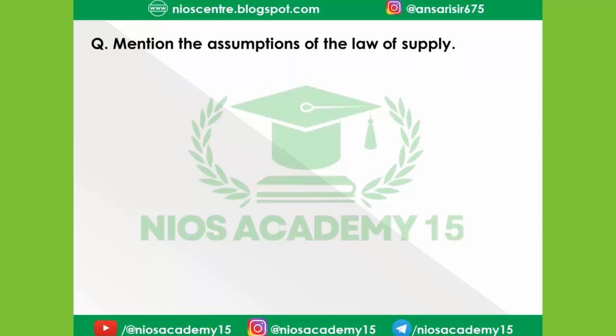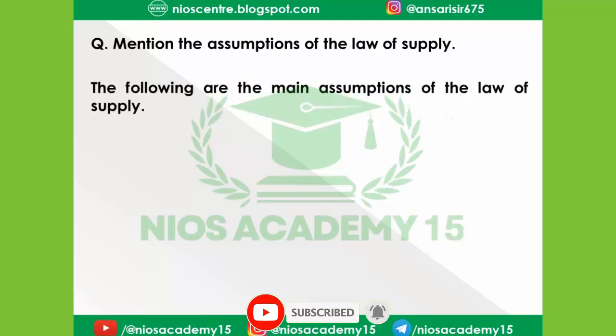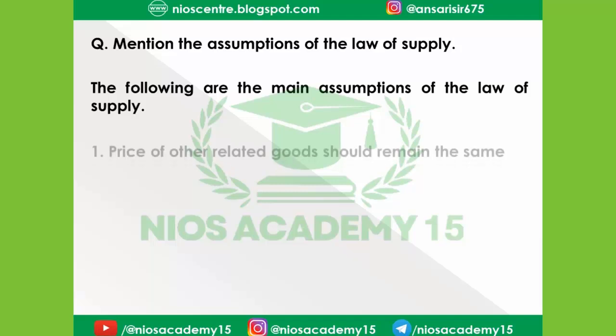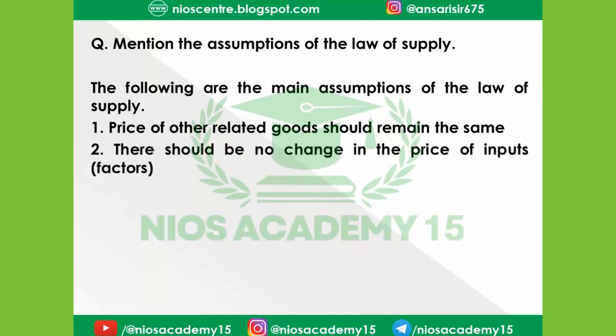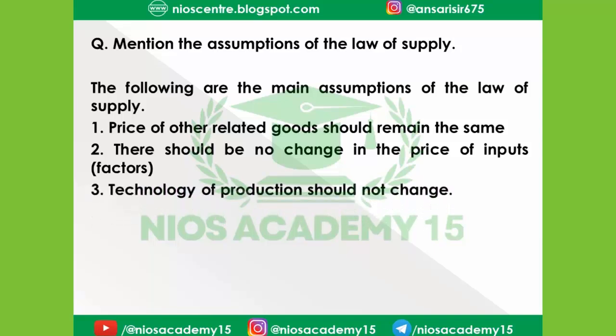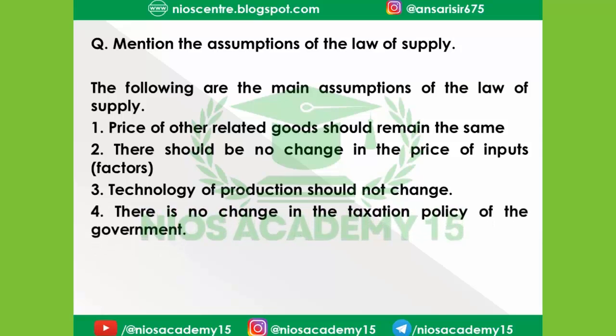Next important question is, mention the assumptions of the law of supply. And the answer is, the following are the main assumptions of the law of supply. First point, price of other related goods should remain the same. Next point, there should be no change in the price of inputs. Third point, technology of production should not change. Fourth point, there is no change in the taxation policy of the government. Fifth point, objective of the firm should not change.